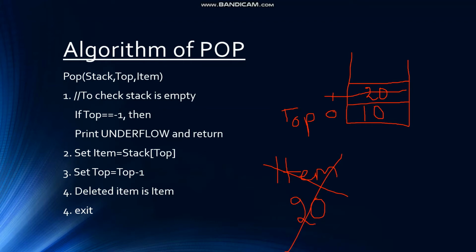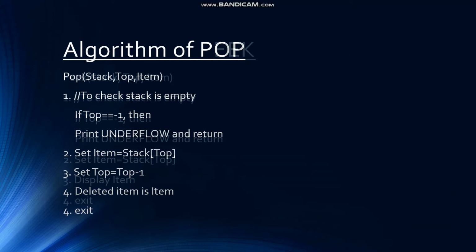Now suppose we want to delete this one, which means we want to delete 10. So what will we do? Again, item will hold 10, and the top will decrease by 1. So the top value will be minus 1, and we will delete this item. This is how the pop operation takes place.